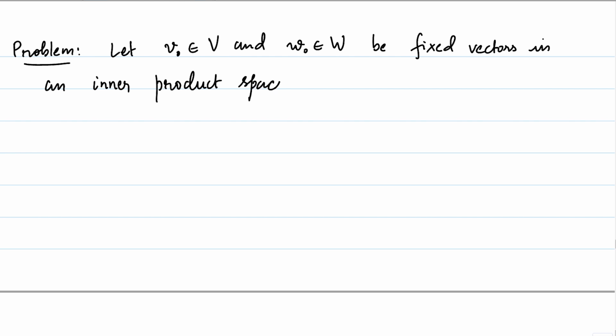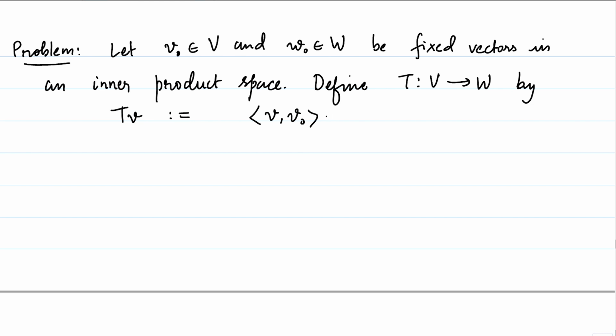And we can define a linear transformation T from V to W by T(v) is defined as the inner product of v with v0 times w0. You should check that this is indeed a linear transformation from V to W. Compute T star.